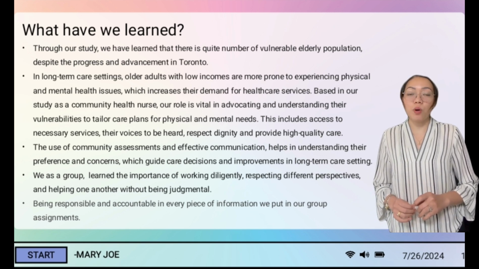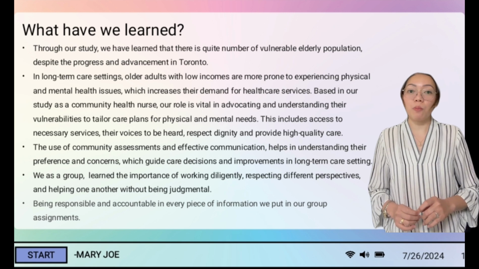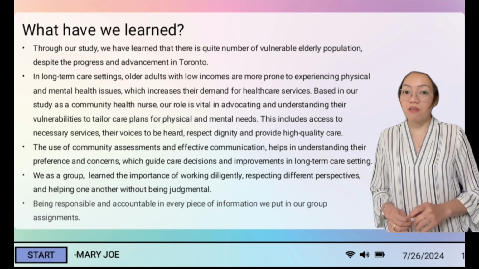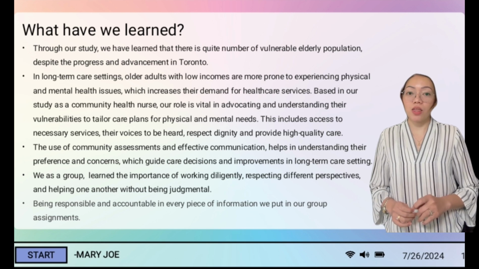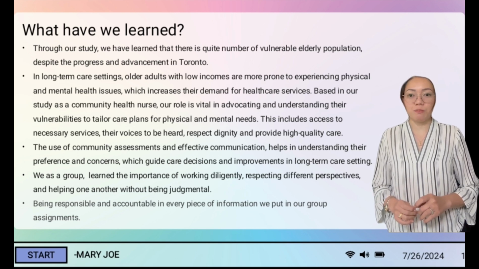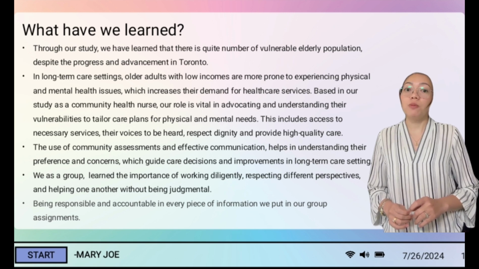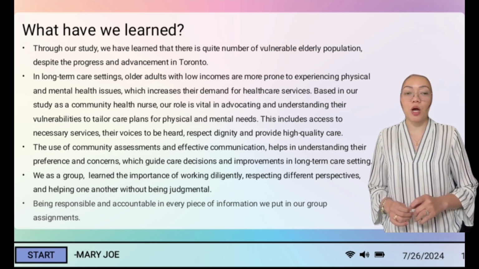We, as a group, learned the importance of working diligently, respecting different perspectives, and helping one another without being judgmental. At the same time, being responsible and accountable for every piece of information we put in our group assignment.